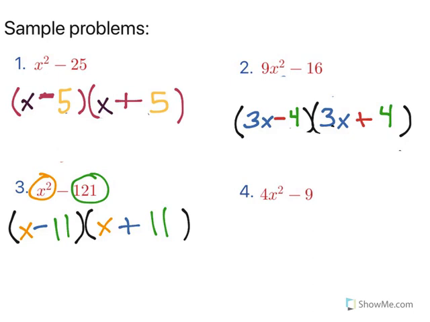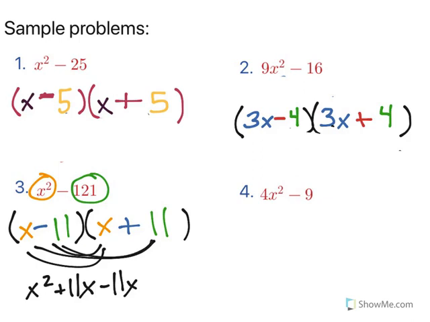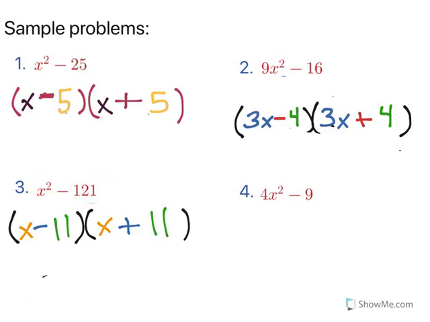So we just need to check our work. X times x is x squared. 11 times x is 11x. Negative 11 times x is negative 11x. And lastly, negative 11 times 11 is a negative 121. Our middle terms, which could be combined, would cancel out, just leaving us with x squared minus 121. Our work is correct.